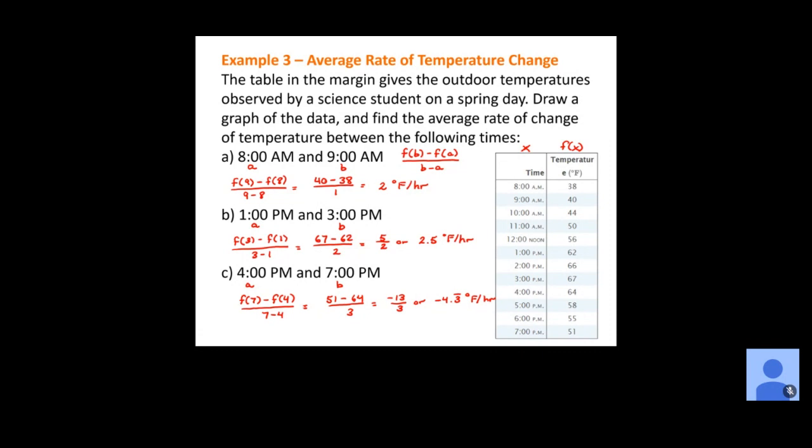So whenever you're given a table of values and you're asked to find an average rate of change, it's the same formula we've been using, right? It's just that now we don't actually have to substitute it in. We can just pull those values straight from the table now.